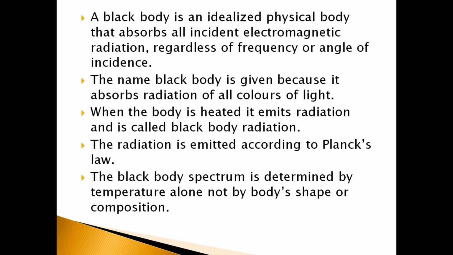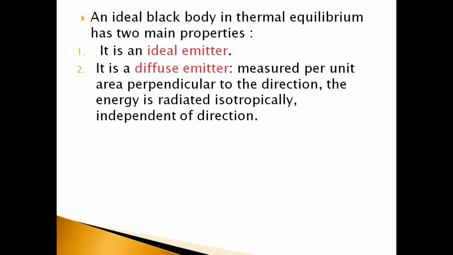The black body spectrum is determined by temperature alone, not by the body's shape or composition. Next, an ideal black body in thermal equilibrium has two main properties. Thermal equilibrium means here the black body will be at constant temperature. Heat entering the black body will be equal to the heat escaping from the black body.